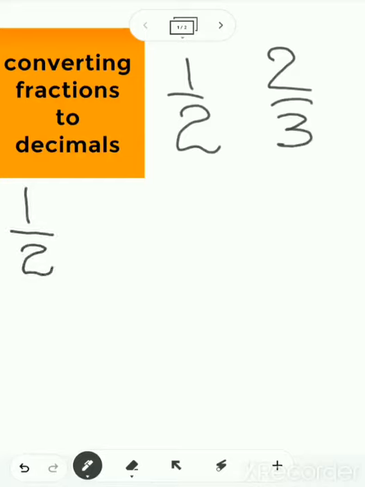Now we are going to convert this to a decimal by dividing. We're going to use the process of long division to divide. So let's go ahead and set out our problem. Now, the numerator, which is 1, will go on the inside, and the denominator, which is 2, will be on the outside. So we can go ahead now and divide.